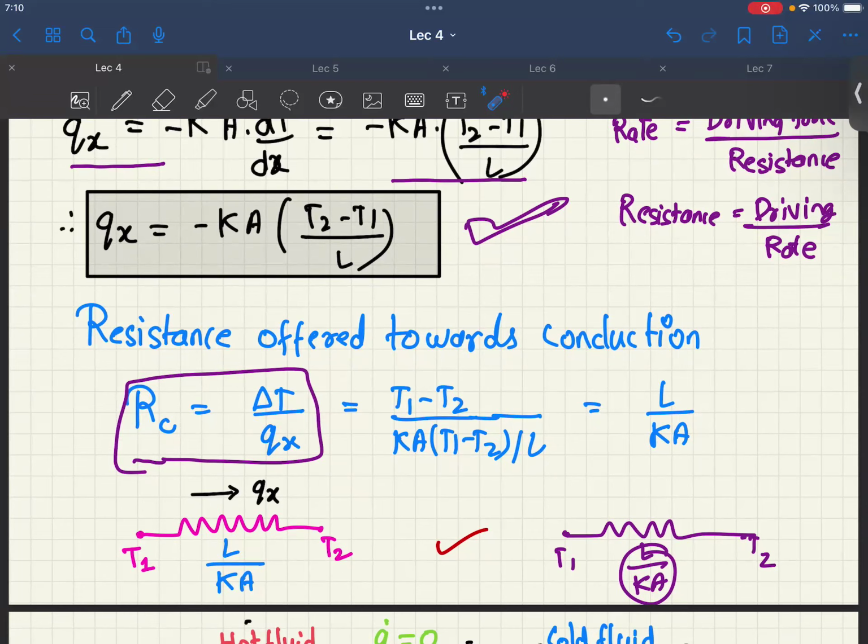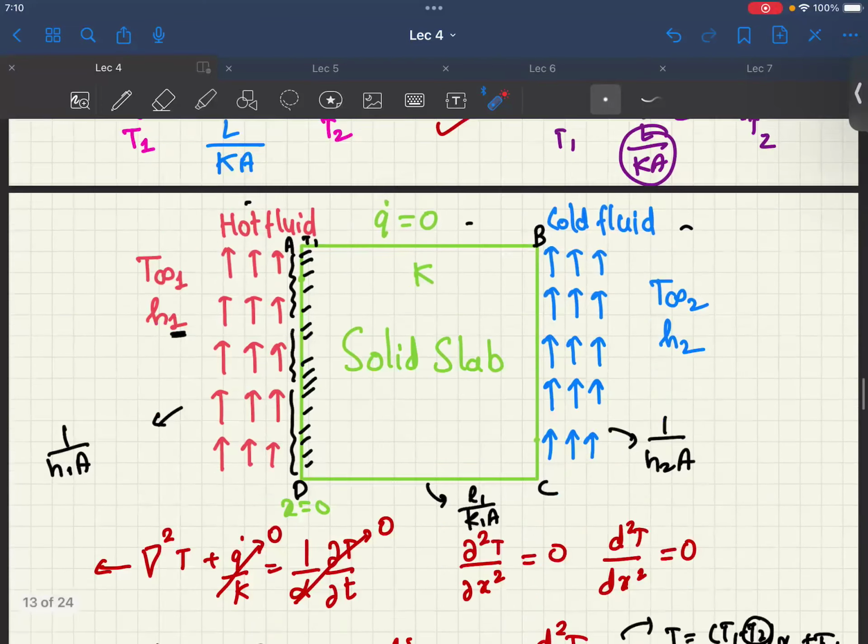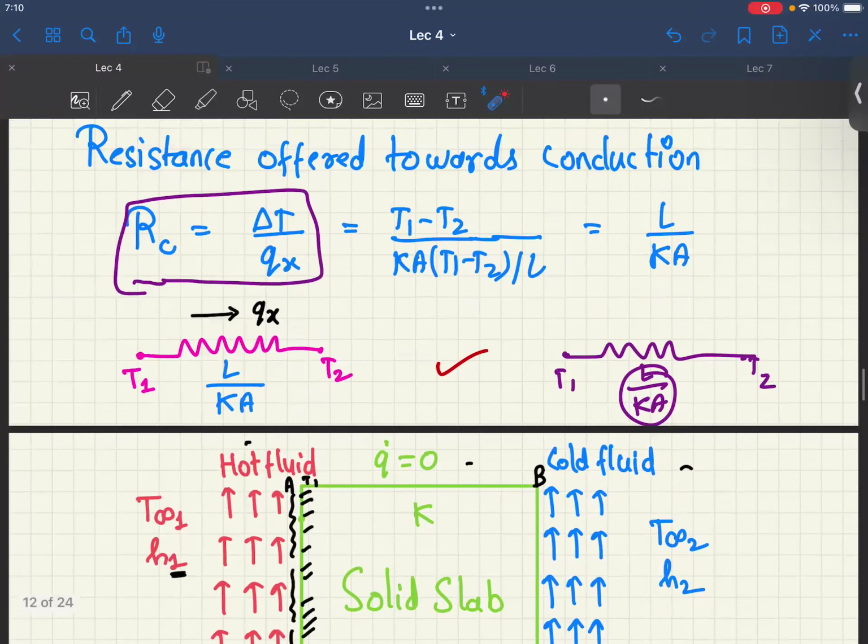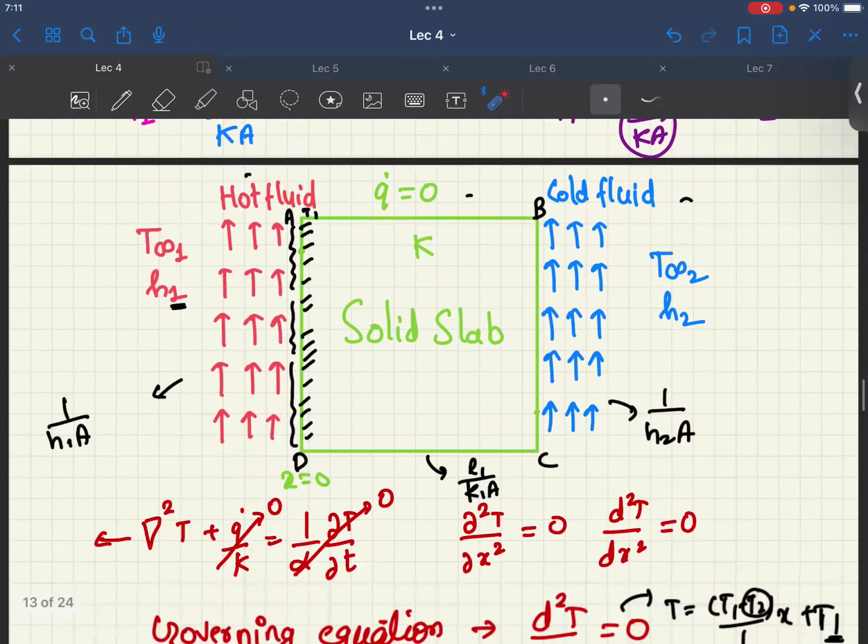Here the gradient would be the potential gradient or the driving force. Here the driving force is the temperature gradient, divided by the resistance, gives the rate of heat transfer. So current is analogous: the heat transfer rate is analogous to current, temperature gradient is analogous to a potential difference, and the resistance of conduction is analogous to the ohmic resistance.